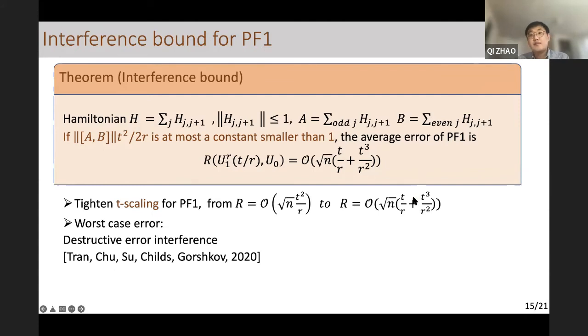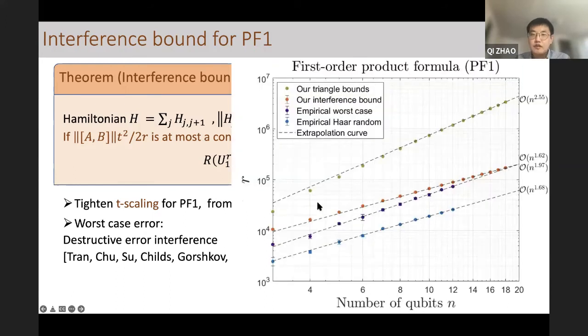Okay, and a similar thing also happened in the worst case error analysis in the destructive error interference paper in 2020. They showed a similar thing, and here we use similar techniques to theirs. After this revision, using this interference bound in the numerics, the interference bound in the orange curve could match that of the empirical result very well. Okay, this is the result for the nearest neighbor Hamiltonians.